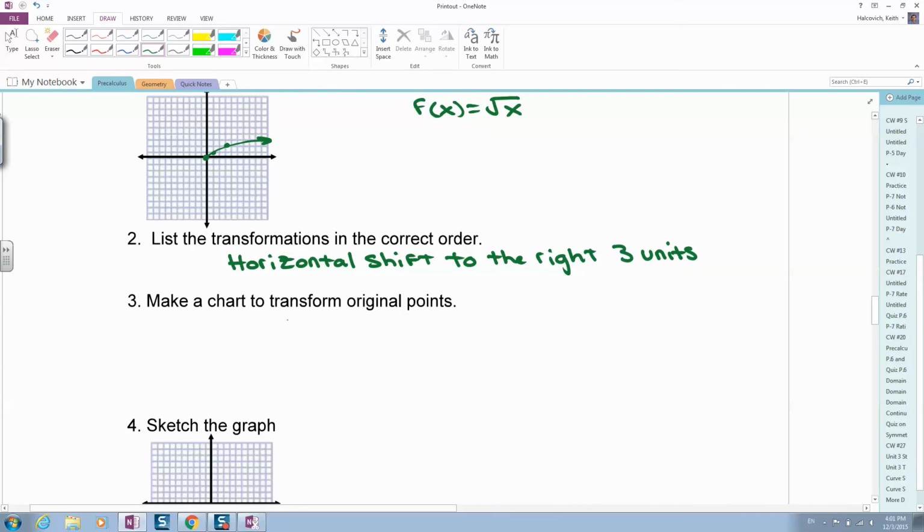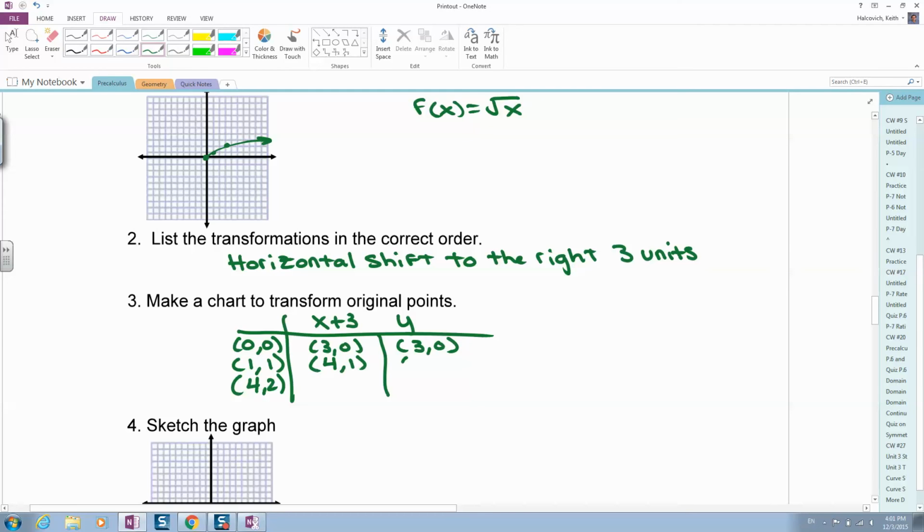So when we make our chart, we'll start with the points 0, 0, 1, 1, and 4, 2. Then we add 3 because we're going to the right, and then we have our y coordinate. So when we add 3 to x, we get 3, 0. Our y coordinate stays the same. We add 3 to x, we get 4, 1, and our y coordinate stays the same. Add 3 to x, we get 7, 2, and our y coordinate stays the same.